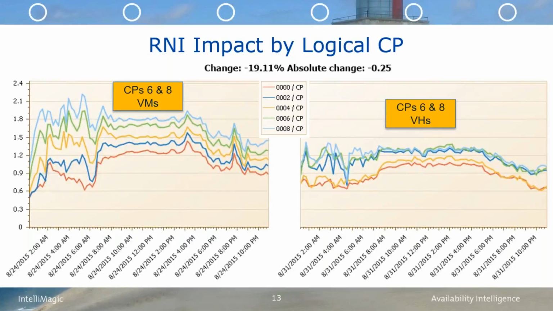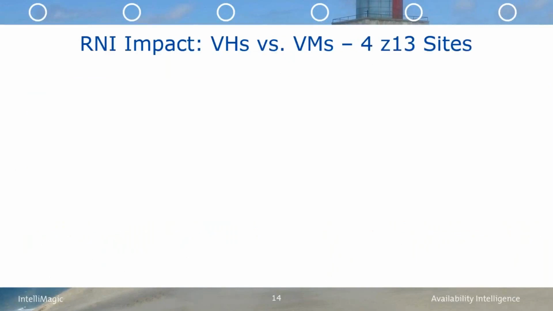When the configuration changed on the after chart on the right, such that CP 6 and 8 were now also vertical highs, their RNIs decreased significantly to a level comparable to the other vertical highs. RNI improves when work can be moved from vertical mediums to vertical highs. And we'll see examples later where this RNI gap between vertical highs and vertical mediums is even more pronounced when adverse LPAR topology comes into play.